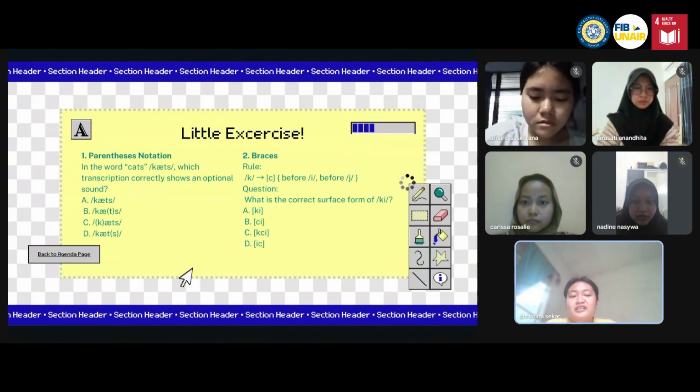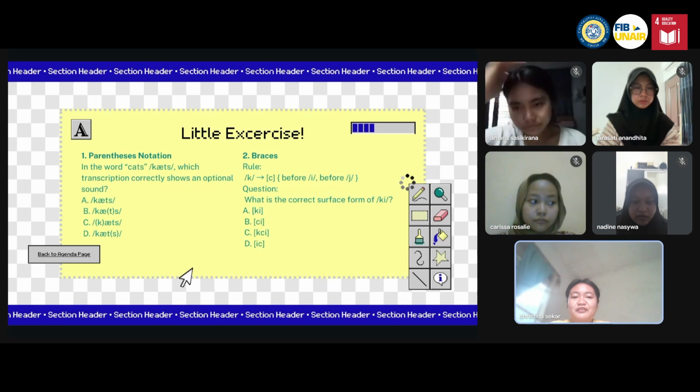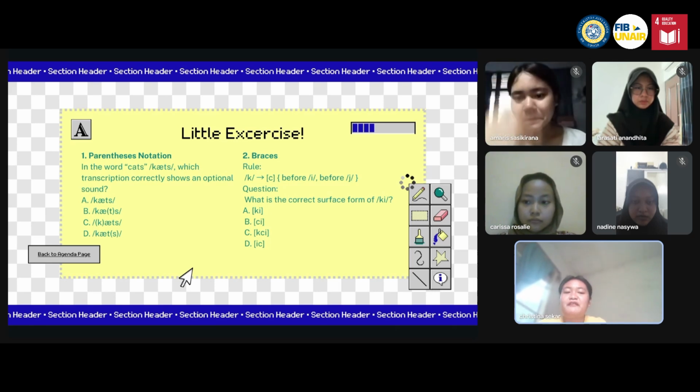tell us the condition, like this rule happens in some situations. So the K becomes C only when it comes before I or G. So since K is before I and G, the sound must change to G, which is P. And the next material will be explained by my friend.